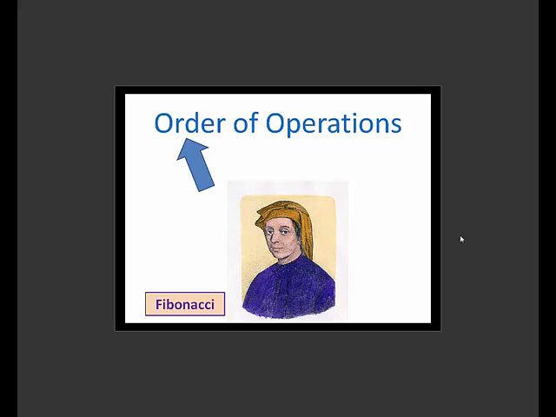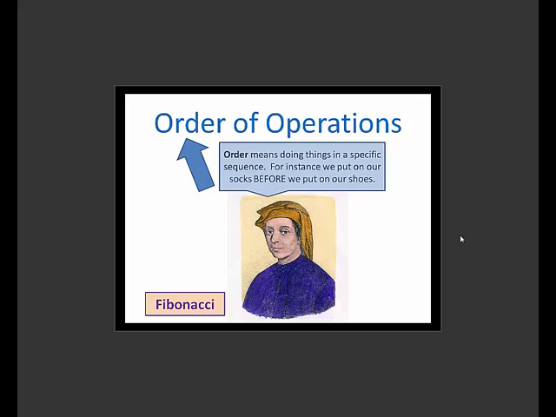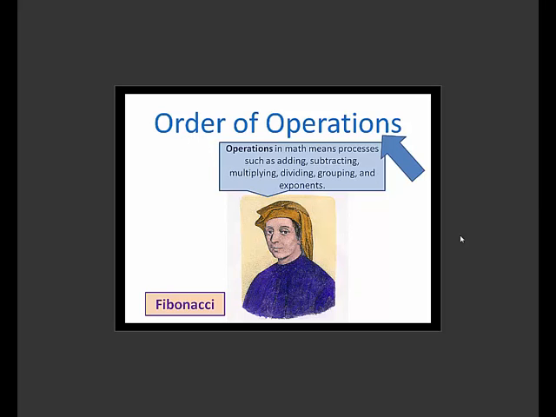Order. What does that mean, Fibonacci? Order means doing things in a specific sequence. For instance, we put on our socks before we put on our shoes. Operations in math means processes such as adding, subtracting, multiplying, dividing, grouping, and exponents.